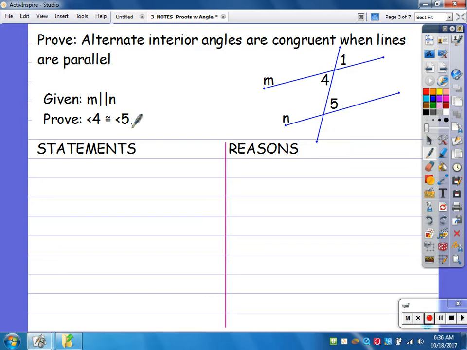So again, every single proof is going to start with your given statement. Our given statement is that M is parallel to N. Again, remember those vertical lines mean parallel. So M is parallel to N. My reason is given.